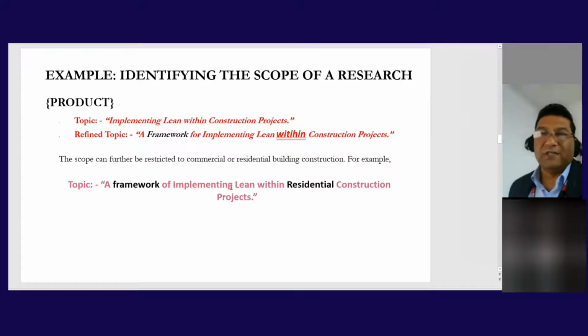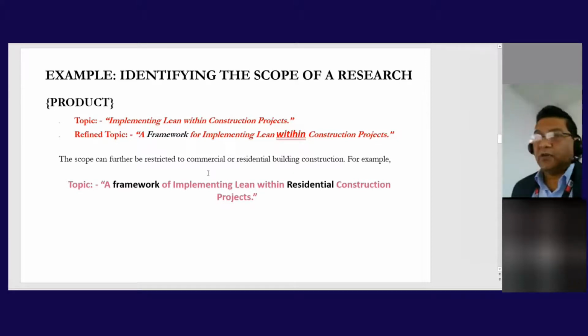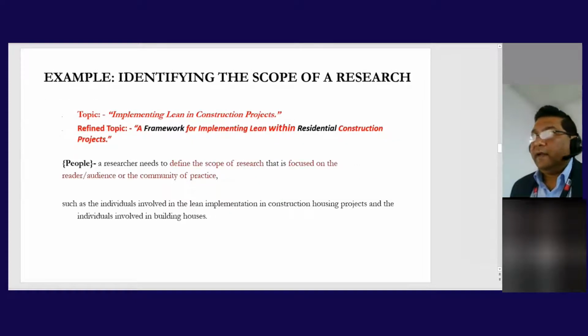That makes much more sense, and that title gives the audience a much better idea what this research is about. So you're refining the topic here, based on the product, based on the place, and now based on the people and the process as well. We have talked about the product, which is the framework for a residential construction project. Now we can also add people in our title.